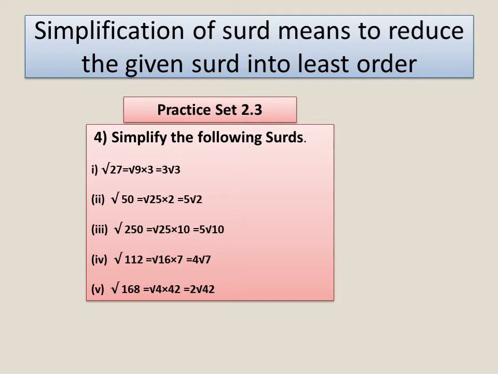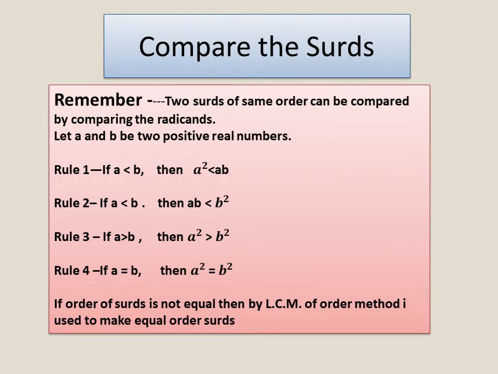Here in all the sums the order is 2. Therefore we split the given term such that one factor is a perfect square and the other is a non-square term. But if the order is 3, then you want to find a perfect cube and write the remaining term as a product of the given term.